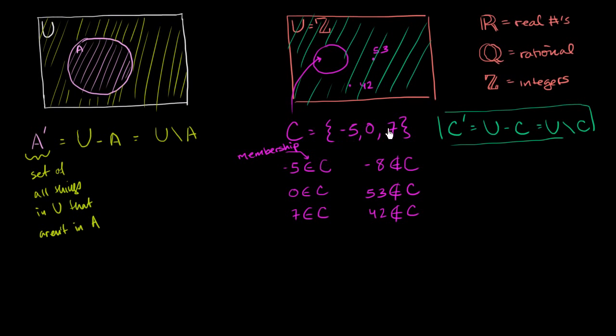And now all of a sudden we know that negative 5 was a member of C, so it can't be a member of C complement. So negative 5 is not a member of C complement. 0 is not a member of C complement. 0 sits in C, not in C complement. 53 is a member of C complement. It's outside of C. It's in the universe, but outside of C. 42 is a member of C complement. So anyway, hopefully that helps clear things up a little bit.